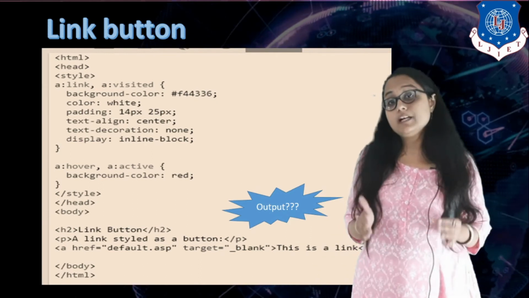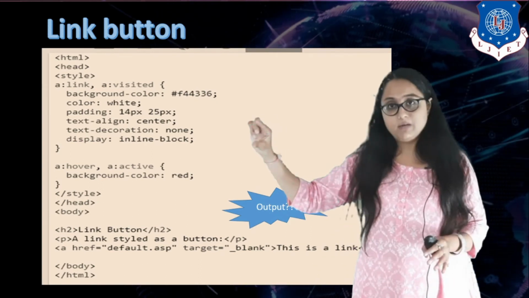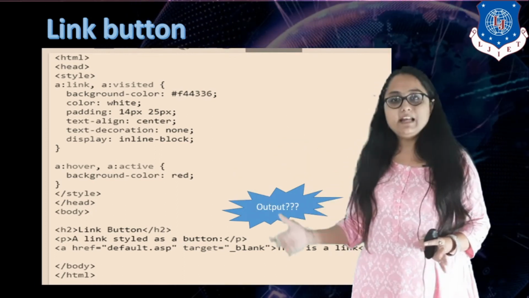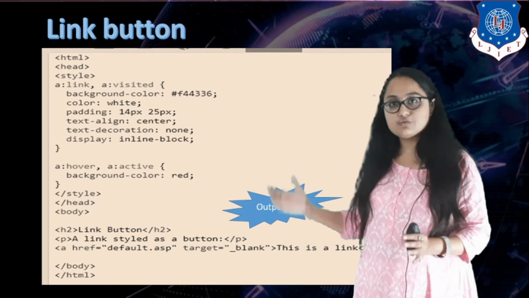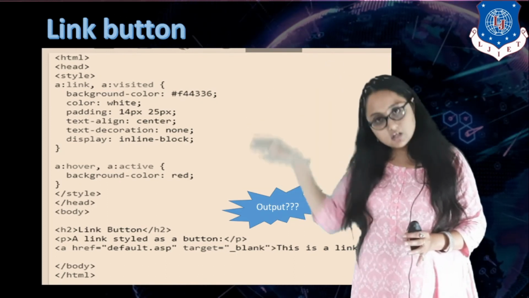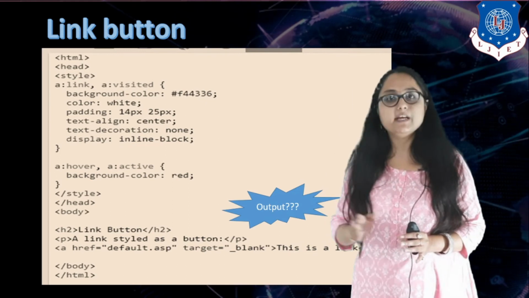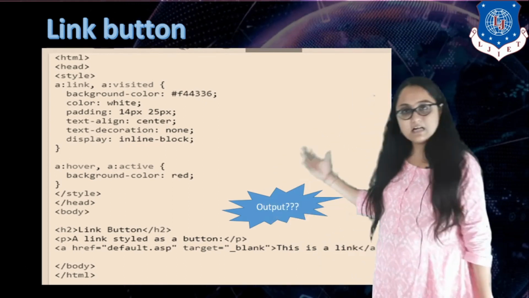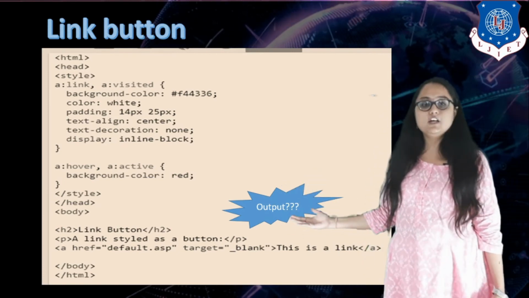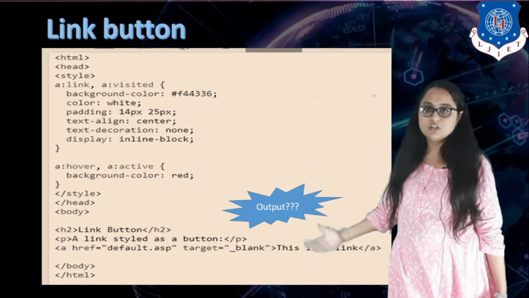But you know that many times you have seen a horizontal menu with different links. If you want such a menu, you will have to specify display inline block so that your second link does not come on the second line. It does not break the line. Okay. So for that particular reason I have written display inline block. Also you can see that for a:hover and a:active I have written background color red.